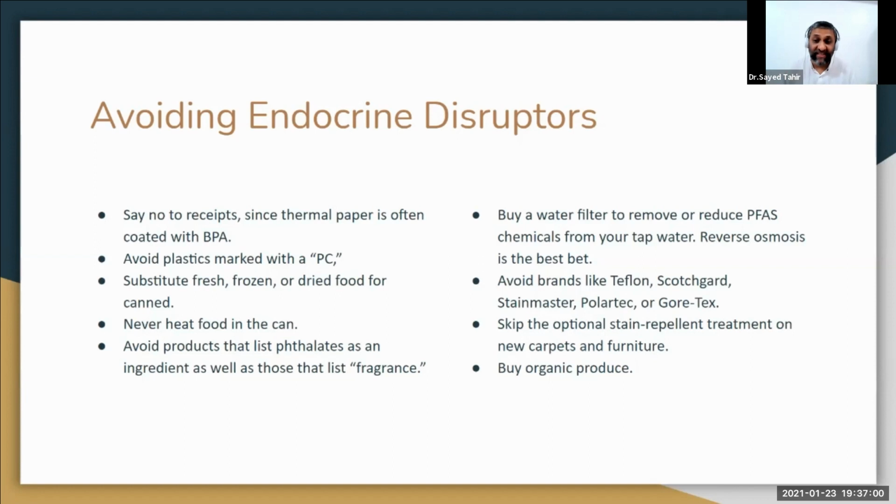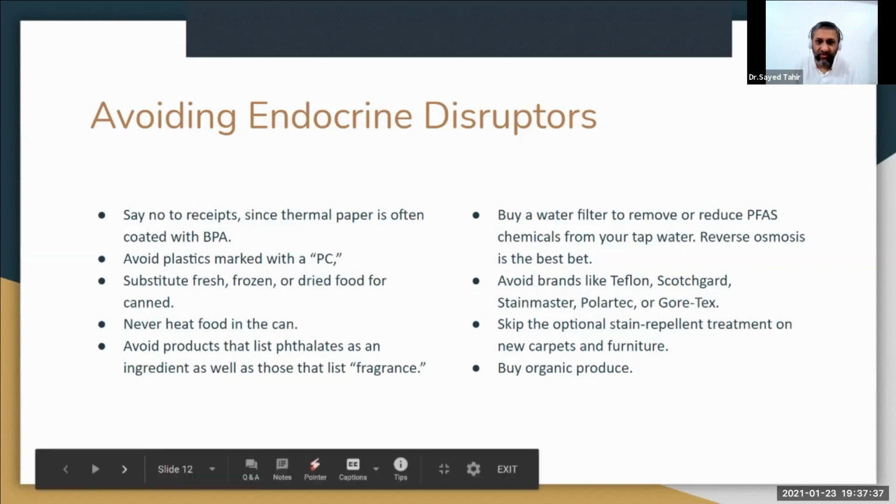Avoid brands like Teflon, Scotchgard, Stainmaster. All these brands you should avoid, because all these contain PFAS, or they are coated with those dangerous elements which are highly carcinogenic. Skip the optional stain repellent treatment on new carpets. When you buy new carpets, put them in the sun. Sun is the best disinfectant. Instead of calling people to clean with all these things, you can use a steam wash. That is better. And best is to go for organic produce. The more organic you become, the better you earn.